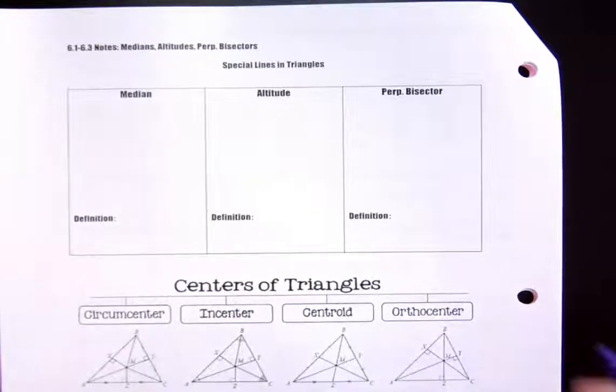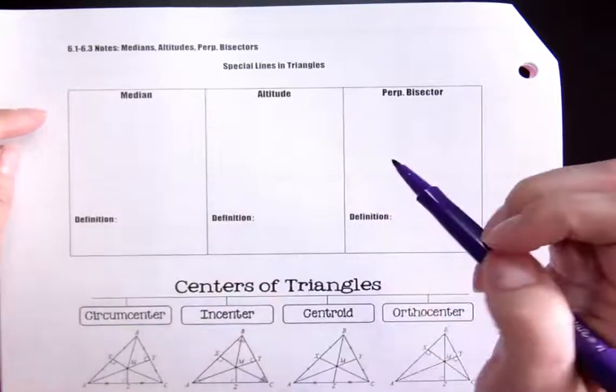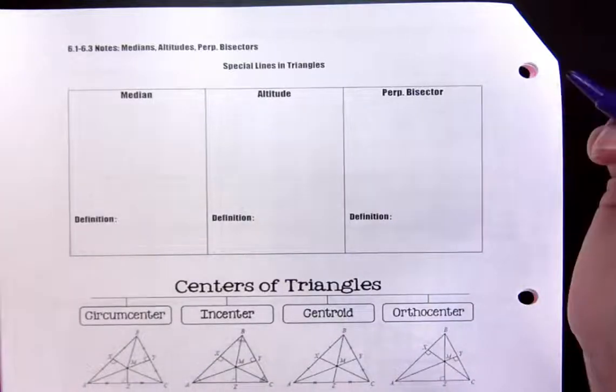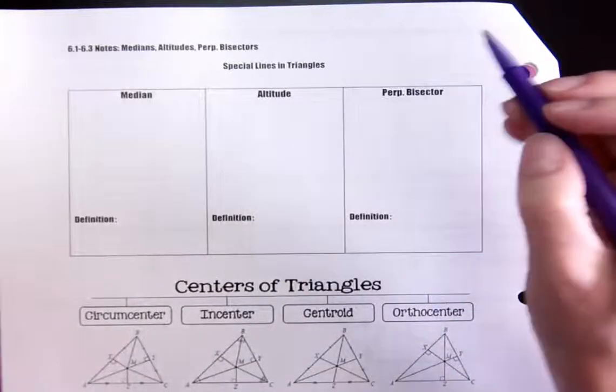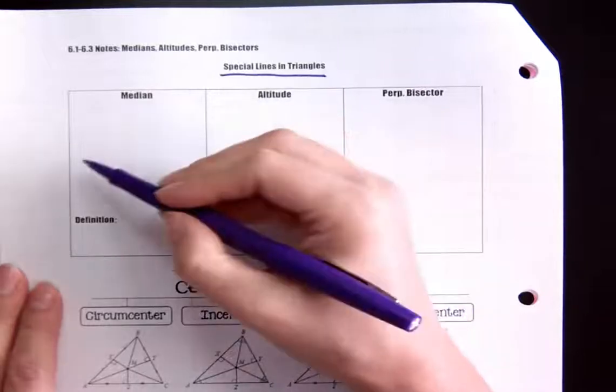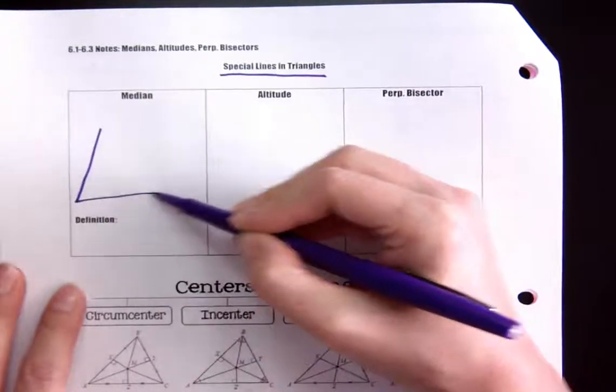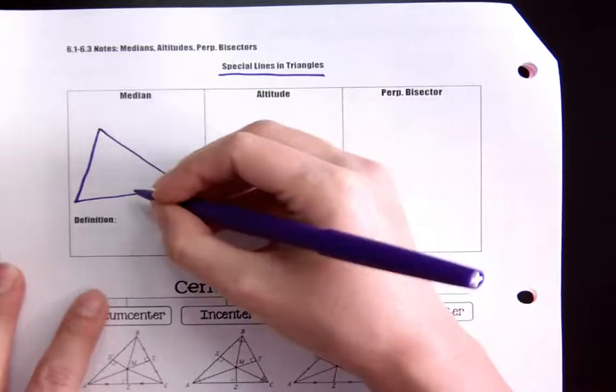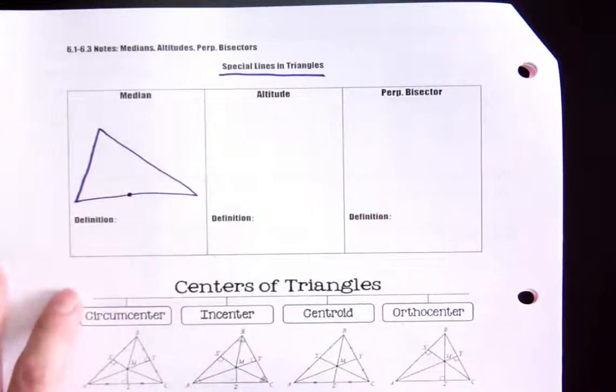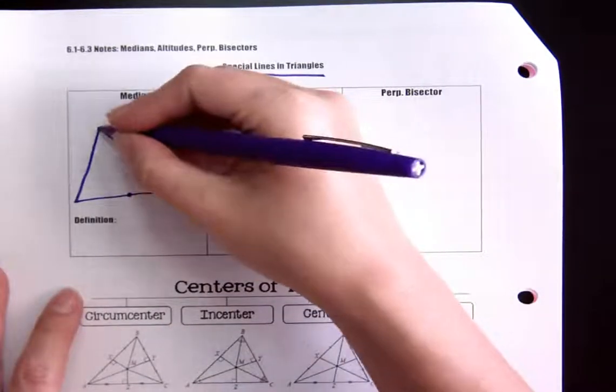So how many of you have heard the word median before? Okay, what is a median? Yeah, so on a triangle, these are all the special lines in triangles. It's basically the same thing. So if we have a triangle, it goes from the middle, the midpoint of one side, to the opposite vertex.